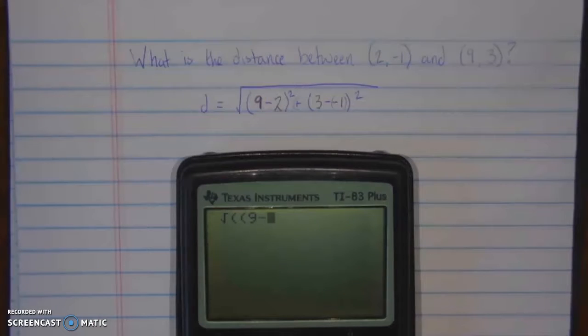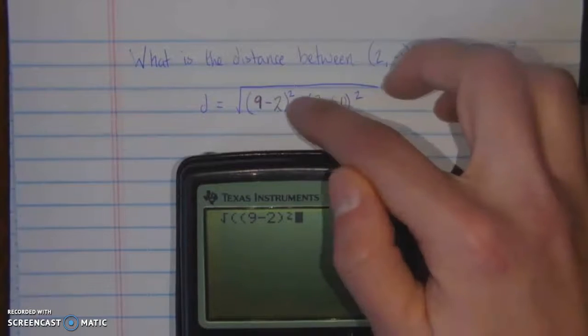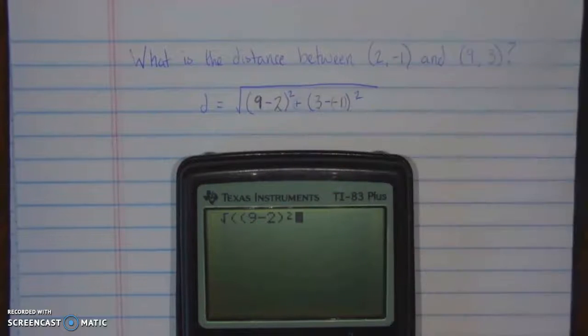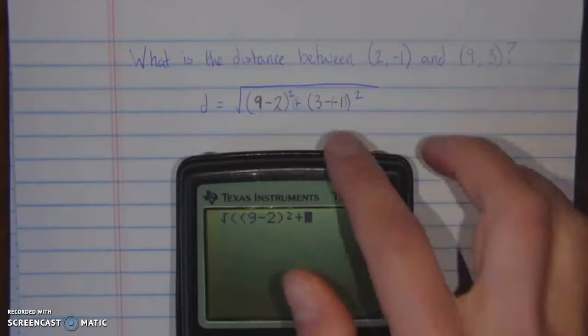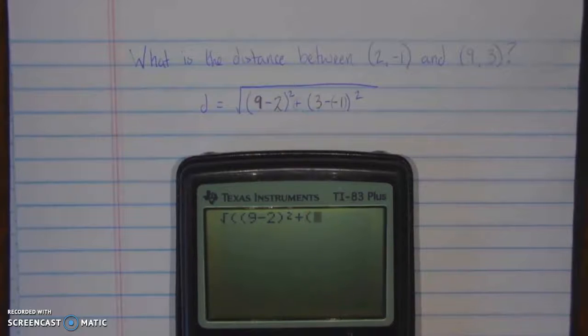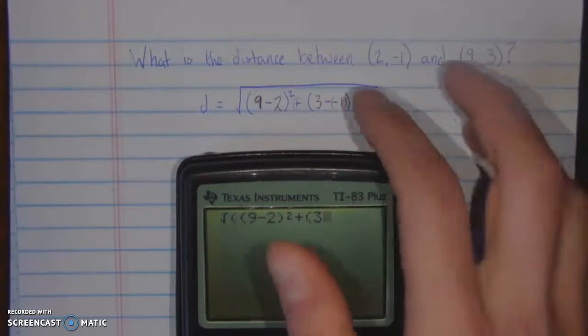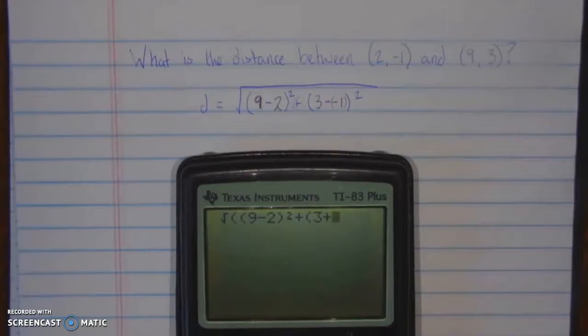So I'm going to do 9 minus 2. I'm going to square that, so I'm up to here in my equation. Do the plus sign. Notice I'm still within the square root here. Another parenthesis for my 3, and instead of minus a negative, let's just do addition. Plus 1 and square it.